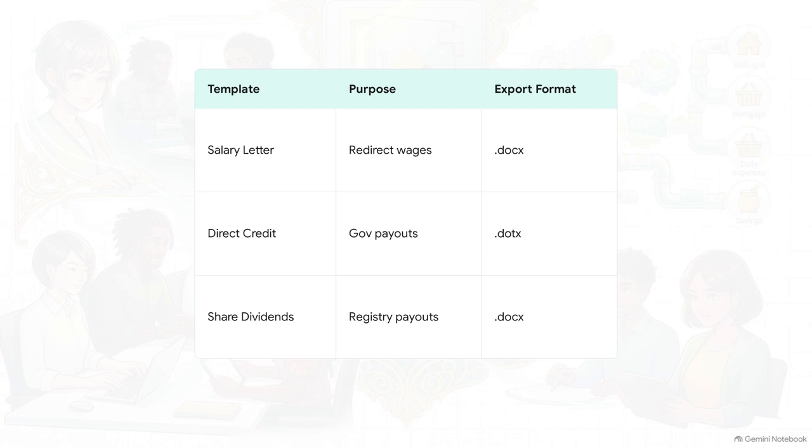Section 4. Routing forms and allocations. Once you've got your details or PayIDs sorted, you actually need to tell your employer, your clients, or government agencies where to send the money. CommBank actually provides these really handy standardized templates in Word format on their switching portal to make this completely painless. Whether you need a salary letter to redirect your wages with your employee ID, a direct credit form for a third party, or a form for shared dividends that includes your SRN or HIN, the templates tell you exactly what required fields you need to fill out.